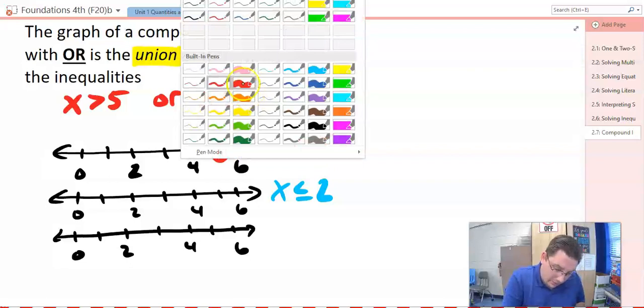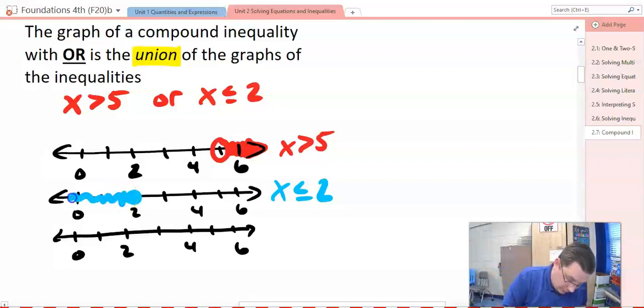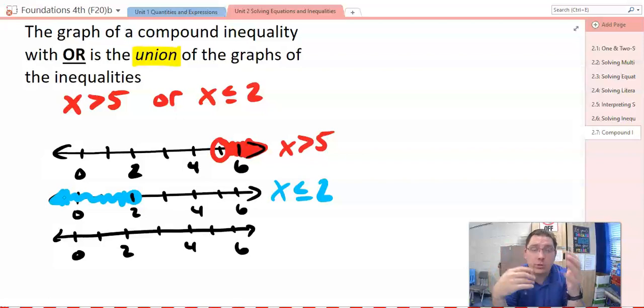And then we do the same for x is less than or equal to 2. What do I put at 2? A dot. And where's that going to shade? Towards 1, because 1 is less than or equal to 2. And so my shading will go this way. And there's that. Now, remember what we said about union, right? The 2 become what? 1. So we don't lose anything in between. We just pick up everything that both have.